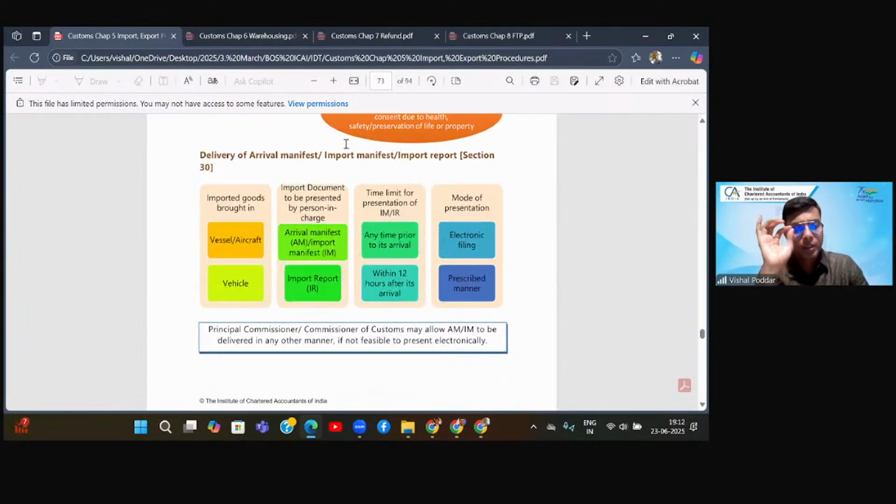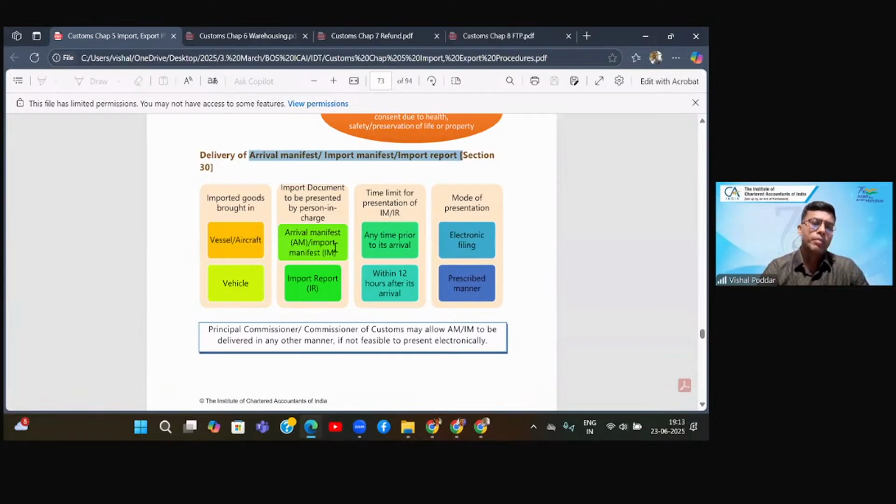So the first obligation, the first procedural requirement, is that when you come to India for the first time, you should compulsorily come at the customs nominated port or airport. That is Rule 29. Now, Rule 30. Once you are coming to India, the second most important requirement is that you have to give this very important document. This document is called the arrival manifest, or import manifest, import report, arrival report, etc. This you have to give to the customs officer.